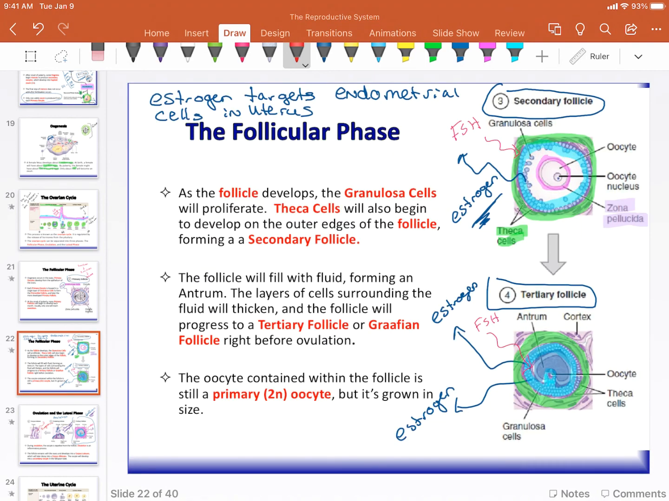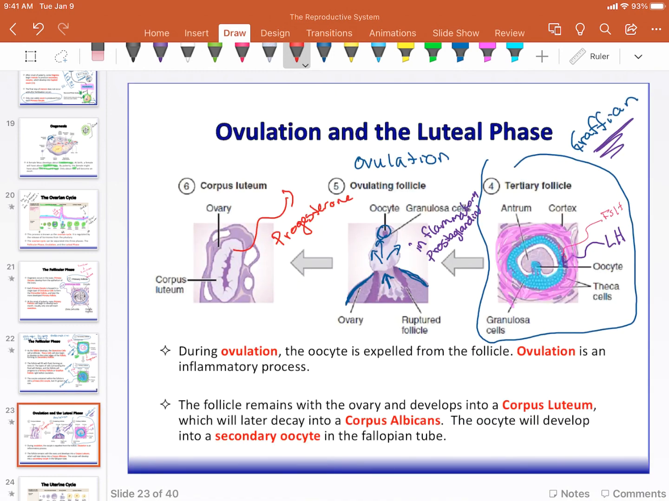Let's back up a little bit. I should mention, as these theca cells develop, these start to produce just a little bit of progesterone. Not a lot. Most of the progesterone is going to be secreted later by the corpus luteum. But we do get just a teeny tiny amount of progesterone being produced to accompany the estrogen. And that is the ovarian cycle in a nutshell.